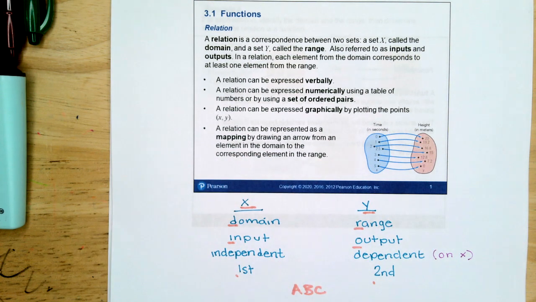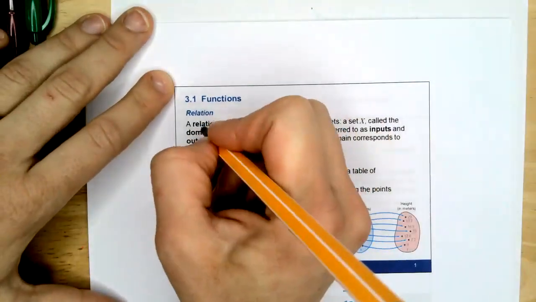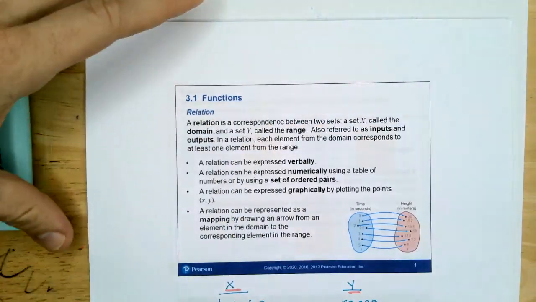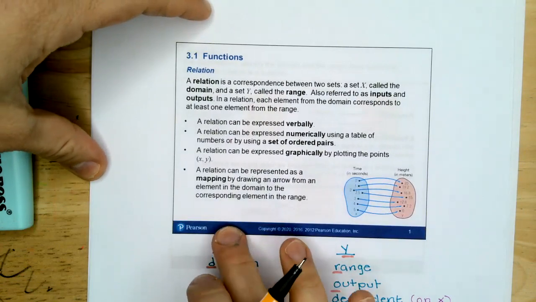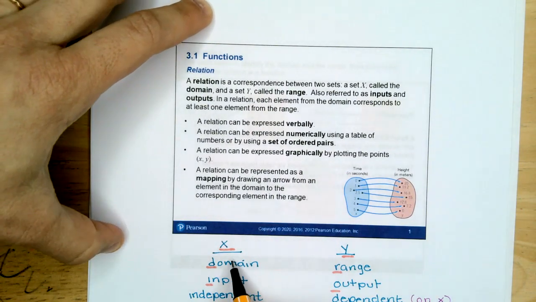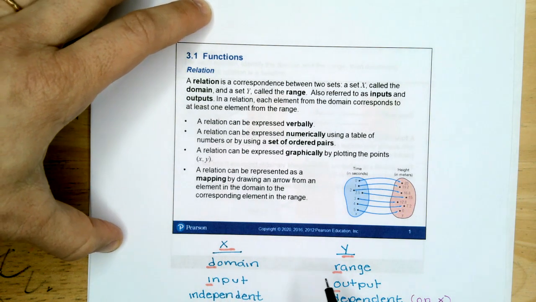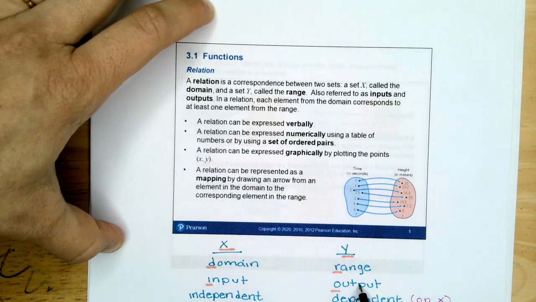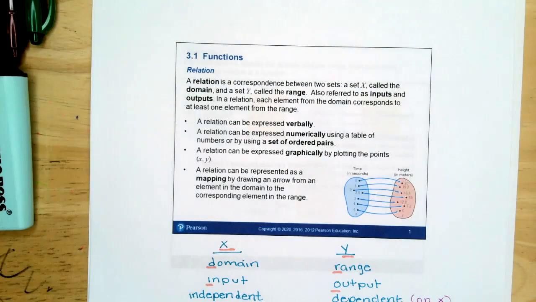Okay? So correspondence just means relationship. So a relation is a relationship between two sets. The independent set and the dependent set. The set where we input something and then the set where they output based on what we put in. Okay? In a relation, each element from the domain corresponds to one element from the range.